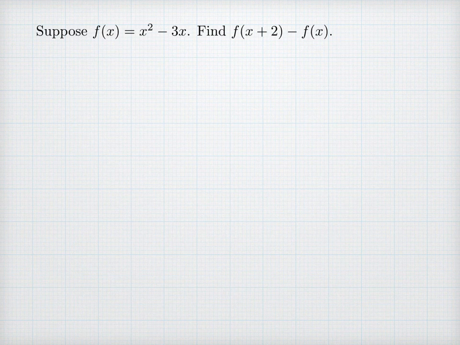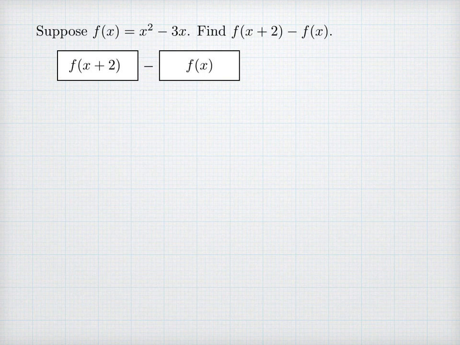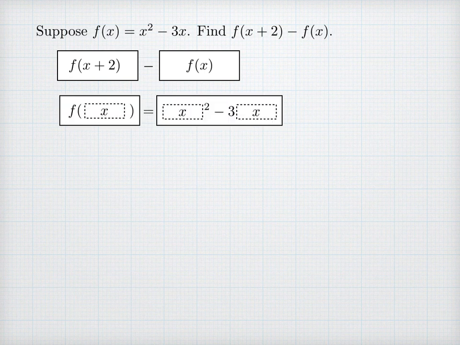So let's look at an example. Suppose I had a function, f of x equals x squared minus 3x, and I was asked, find f of x plus 2 minus f of x. How would I think through that? First, I would recognize that my function f is used twice, so I'm going to have two substitutions. I've represented that here with these two blocks. I need to know what f of x plus 2 is, and I need to know what f of x is.